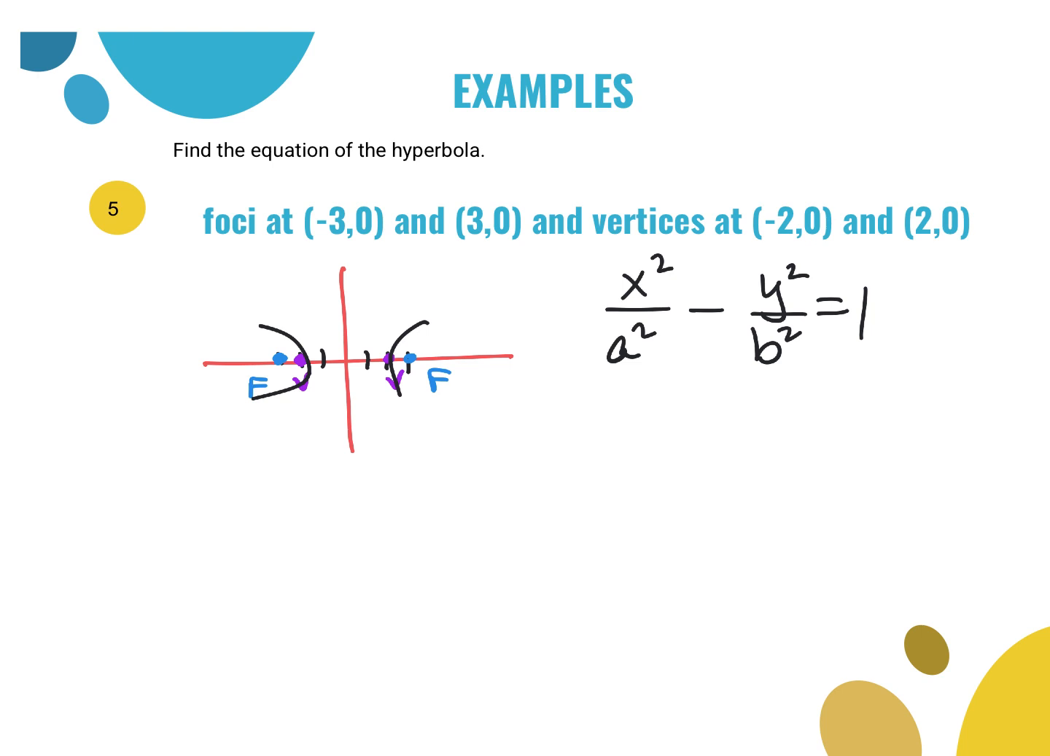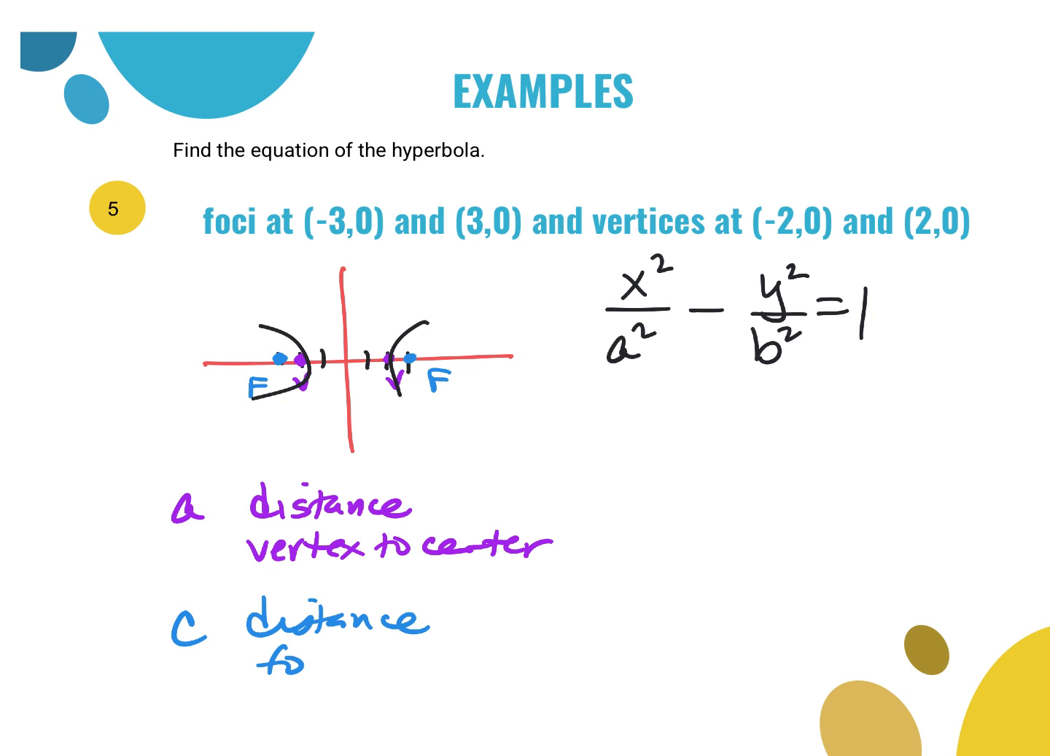So remember, the a value is going to be the distance from the vertex to the center. And the c value in this problem is going to be the distance from the focus, or the foci, to the center. And again, that center is the midpoint between the two vertices, or the midpoint of the focus points. So I can see my center point here is at 0, 0. That's why I had this equation. There's no h and k here. My h and k are 0.